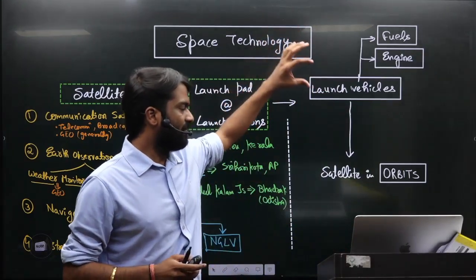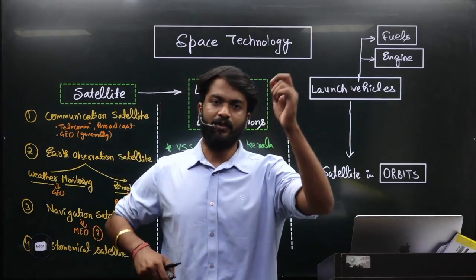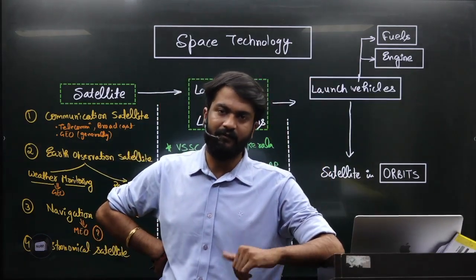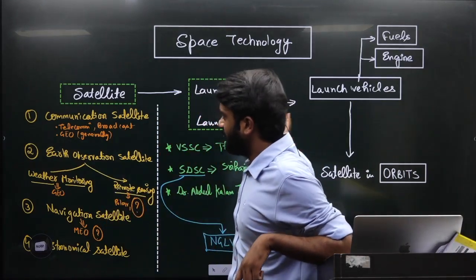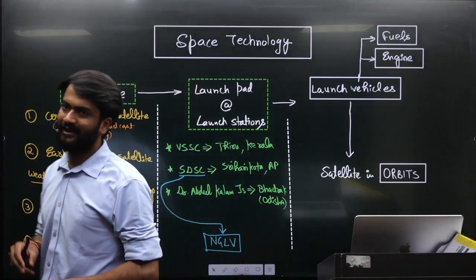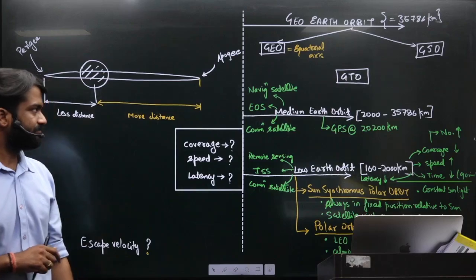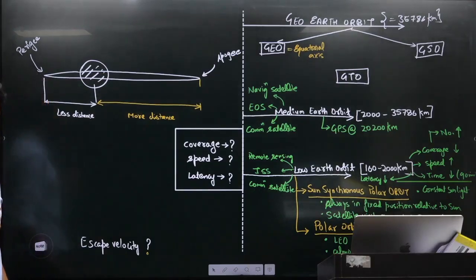And when things are launched through the launch vehicle, they will be put into some particular orbit. So we have to read the orbits also. Whatever boxes you can see on the screen, this is something we will be dealing with as a part of this lecture. Let me come to the orbits.